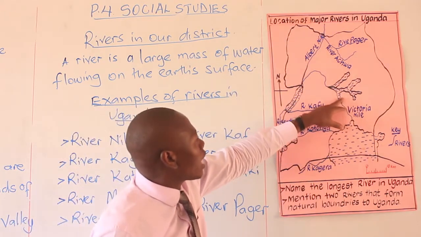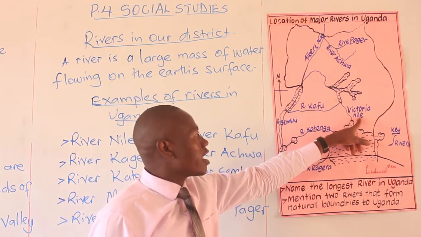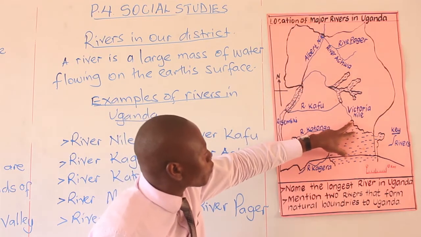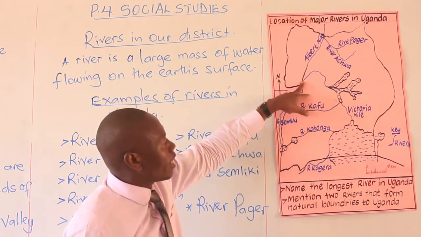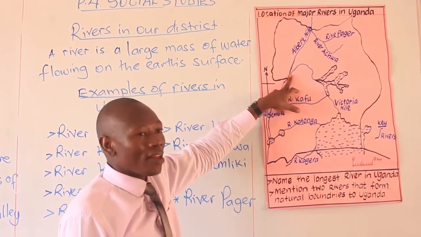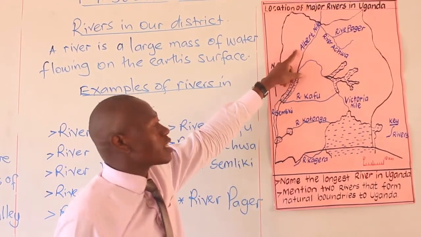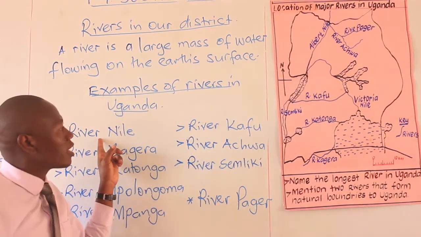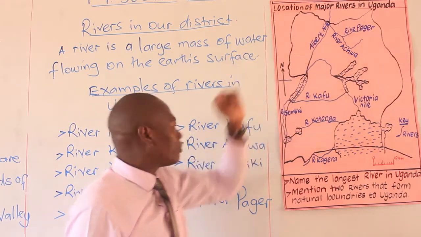This river is divided into two parts. The first part is called Victoria Nile. Another part is called Albert Nile. Victoria Nile flows from Lake Victoria into Lake Kyoga, and from Lake Kyoga into Lake Albert. That section we call Victoria Nile. From Lake Albert on to South Sudan we call it the Albert Nile. So the first one is called River Nile, but divided into parts, Victoria Nile and Albert Nile.